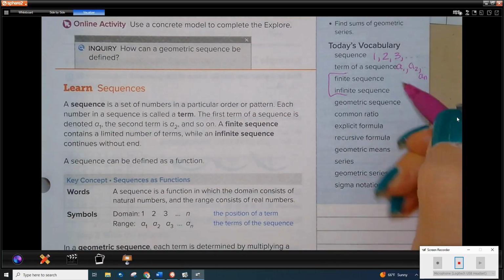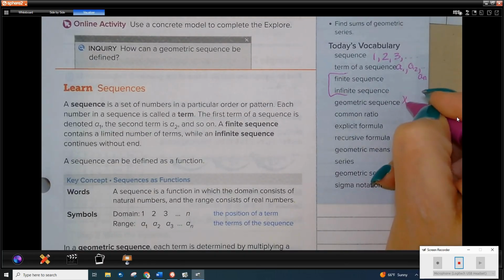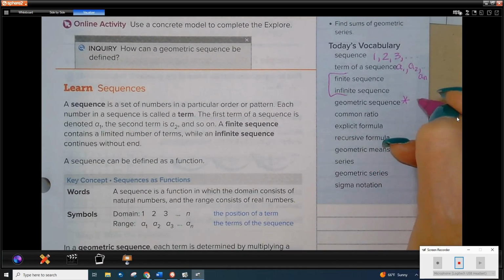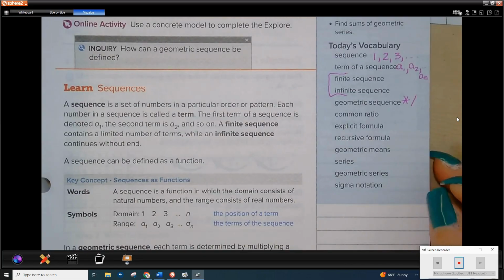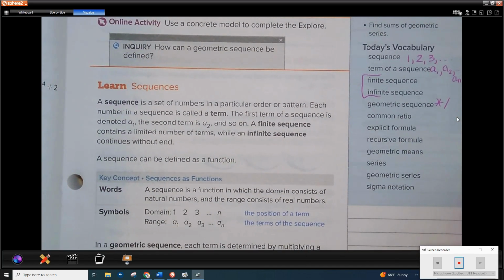A geometric sequence is when we multiply. Multiply and divide are the same thing. Division is just multiplying by the reciprocal. So if I want to divide by 2, I can multiply by half. Common ratio is the number that you multiply by.